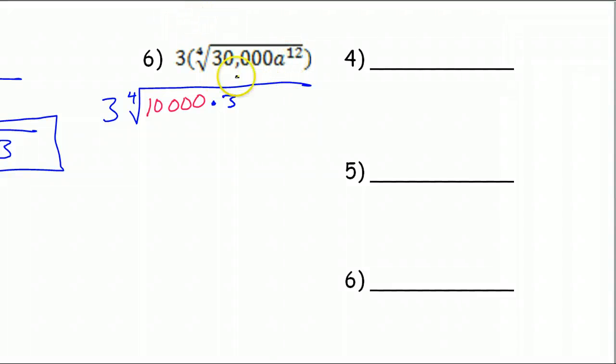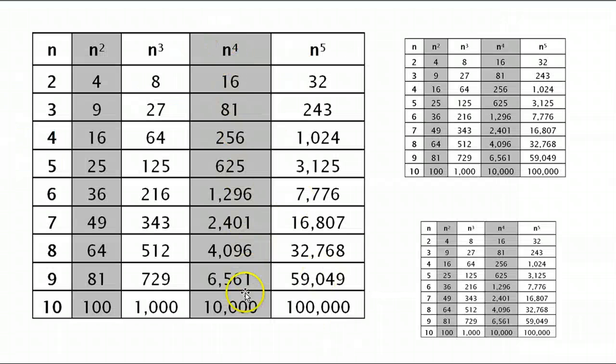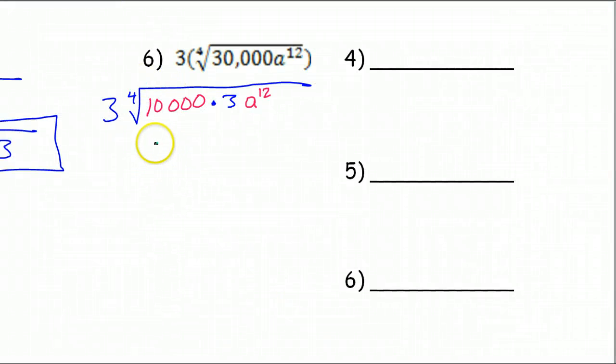And now a to the 12th power, I like it the way it is. 12 is divisible by 4, so I don't have to break this apart. I'll just color it pink to remind me that it's coming outside in a minute. Now everything here in pink is going to come outside of this radical. So the 4th root of 10,000 is 10. Okay, so I'm going to have 10. The 4th root of a to the 12th power is a to the 3rd power. Why? 12 divided by 4. That's what you do. Now everything here in blue is going to stay like it is.